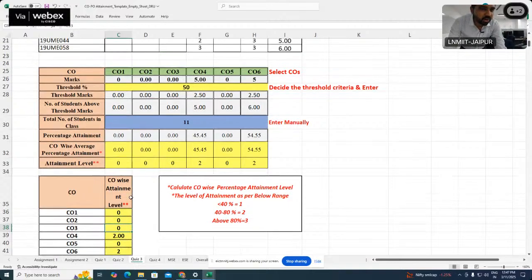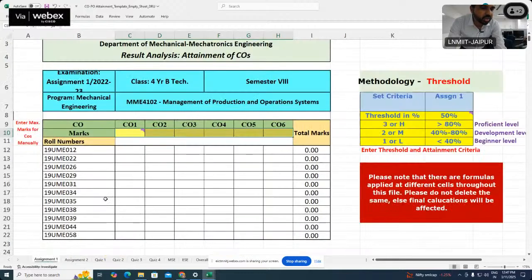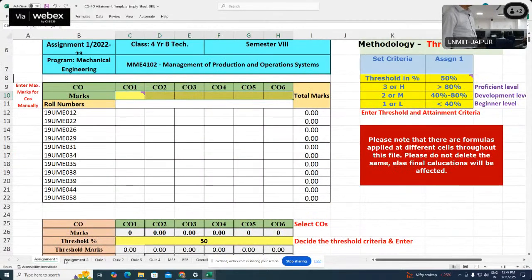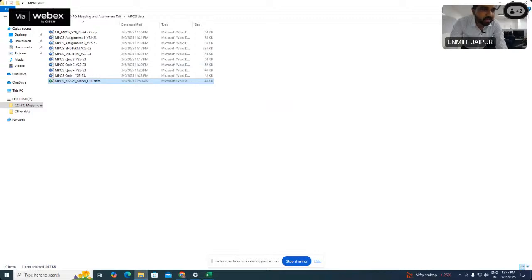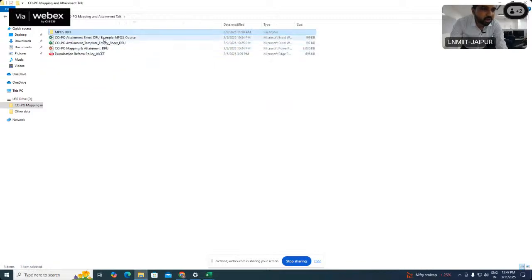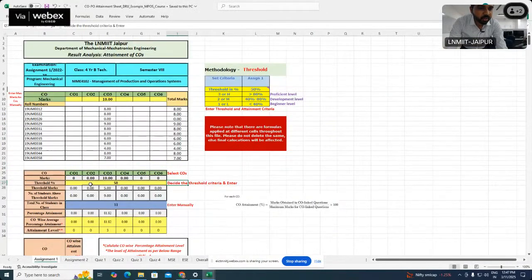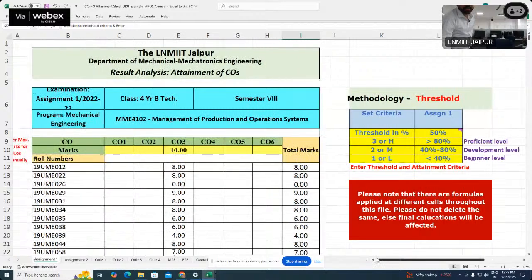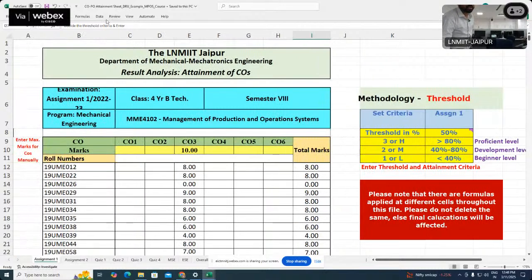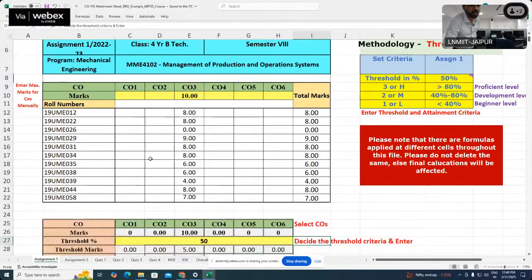Let us say we have entered all the marks in each and every assessment type. Let us say assignment 1, assignment 2, quiz 1, quiz 2, quiz 3, the entry is done. Now I am opening the file in which I have entered all of this data. Okay, so just see this sample. This file name is COPO attainment sheet example MPOS course. You may open this file to see how entries are being entered.